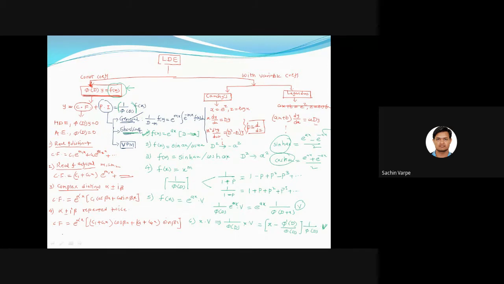I'm writing here. The 7th case says when f(x), the right hand side, is x raised to m into sine ax or x raised to m into cos ax, then we convert these given functions into exponential. How do we convert? Let me write the formulas. Can I write here at the top, so that you can take a screenshot of this slide? Can I write at the top?